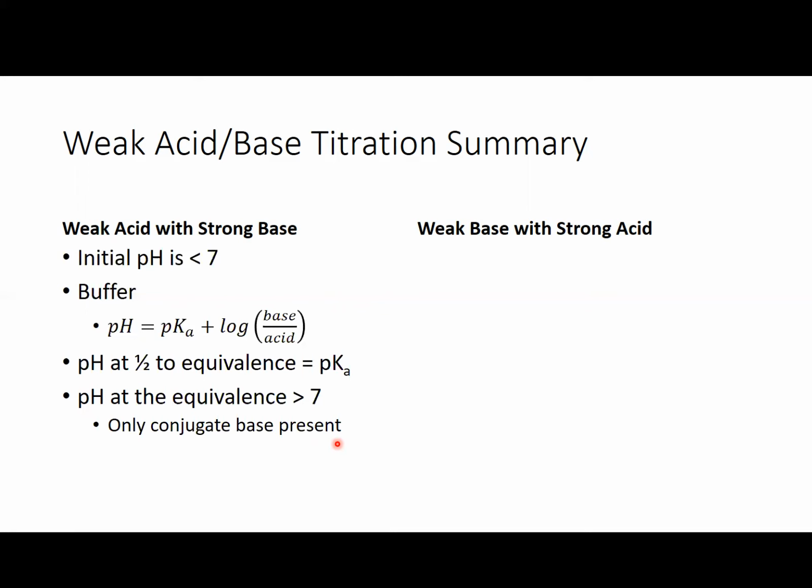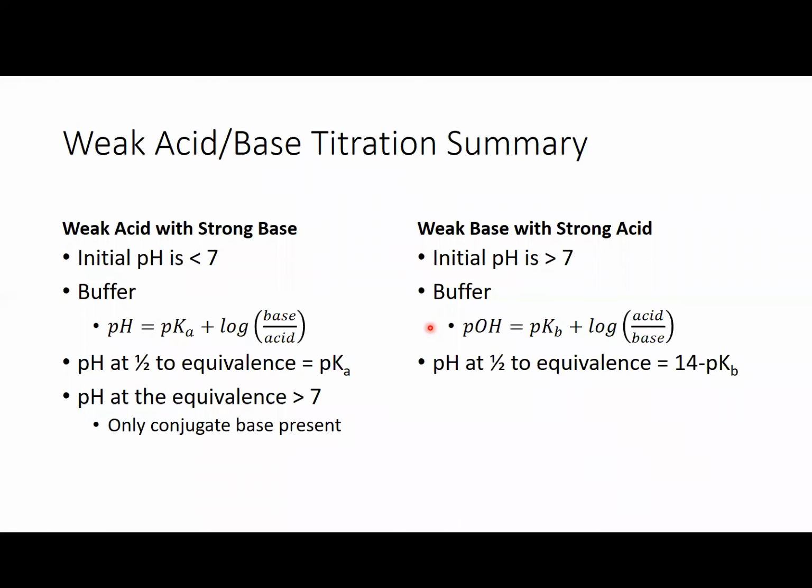Sorry, Monday and Wednesday. Weak base with a strong acid, which we just saw today: the initial pH is greater than 7. So we're starting with a weak base, so our pH should be above 7. And then as we add acid, we form a buffer, and what we're actually determining is the pOH. So our pOH is equal to our pKb plus log of acid over base. So basically, we're comparing these two versions of the Henderson-Hasselbalch equation. The pH halfway to the equivalence point is 14 minus pKb.